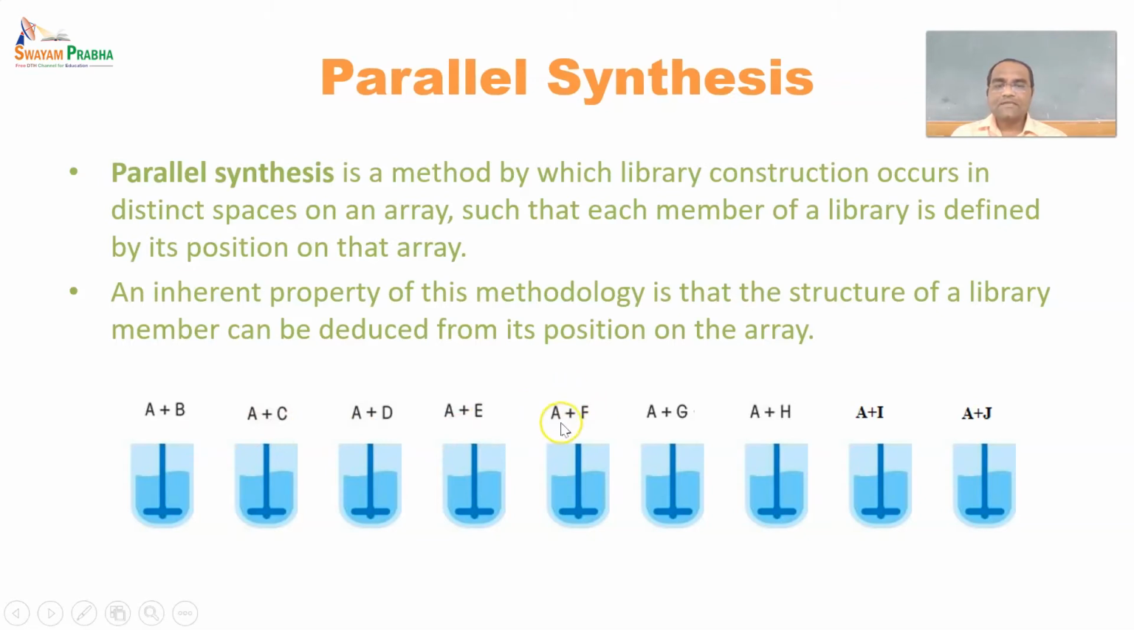Or if you take an example where structure A is known to us and structure F is known to us, once they combine, a chemist can easily identify what kind of structure has been prepared or synthesized. And because all these are labeled, from these positions one can easily identify what kind of compound it is or what kind of structure that molecule has.